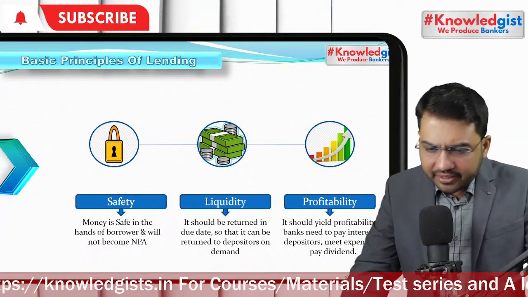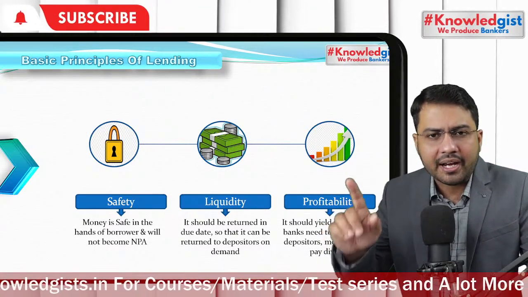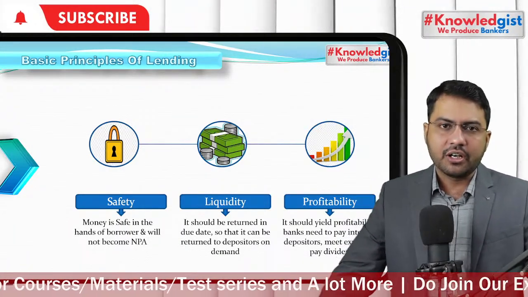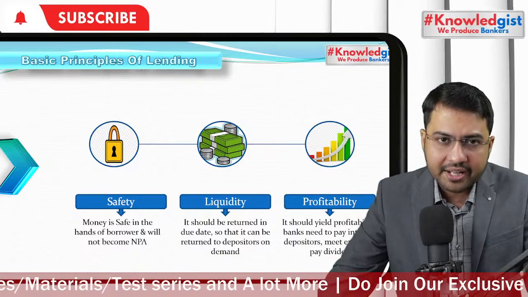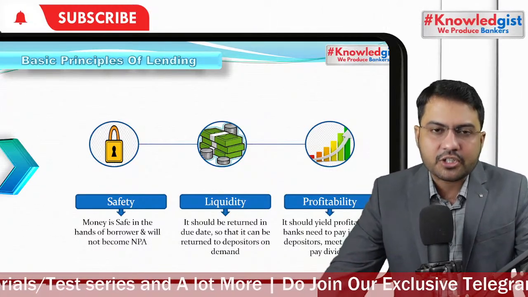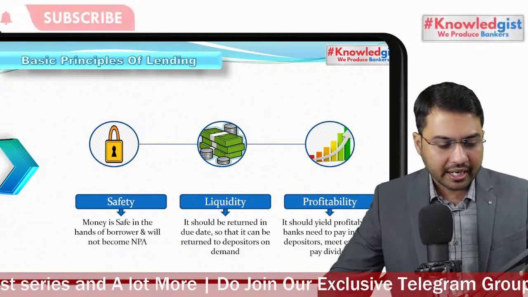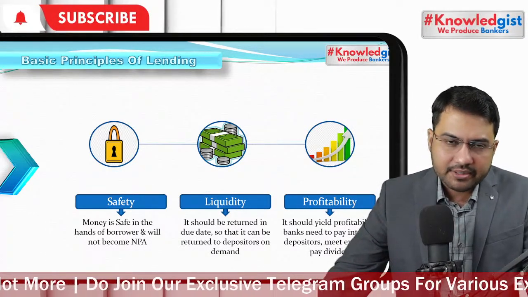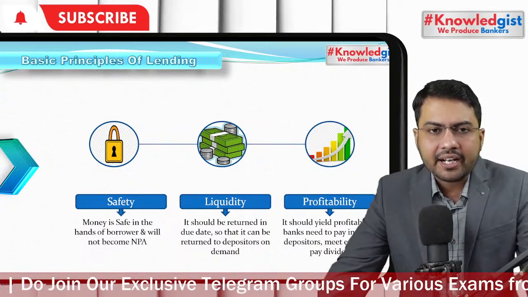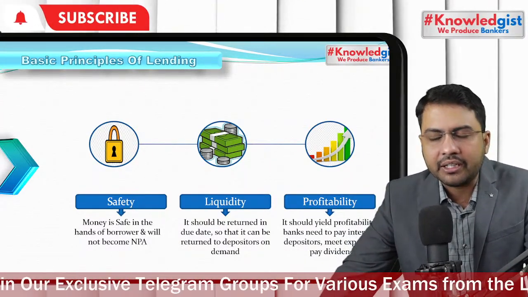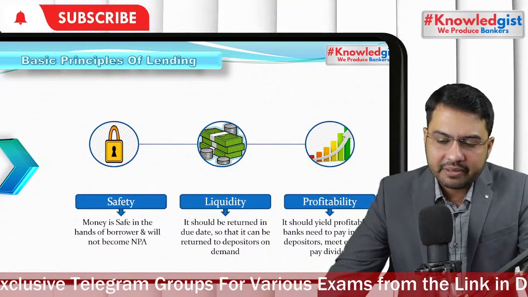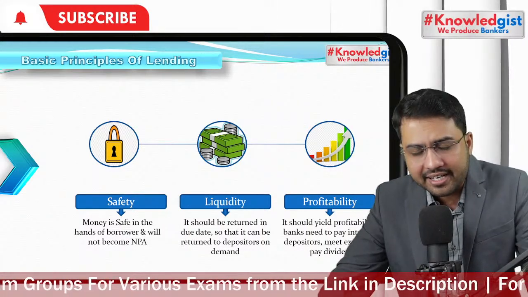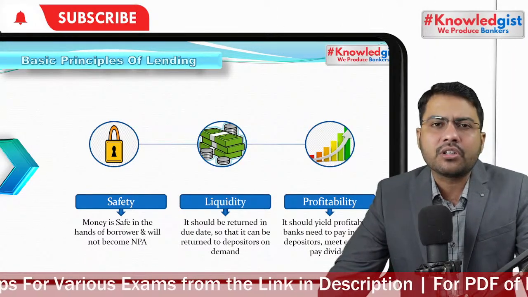Clear? Third point, profitability. If you are acquiring money at 6%, 7%, that is your cost of funds, right? Cost of funds means at what cost you acquire money. In a current account, it is zero. In a savings account, it is 3.5. In FD and RD accounts, or time deposits, it is 6%, 7%, right? So if you don't disburse loans at least at 9%, you don't earn profitability.